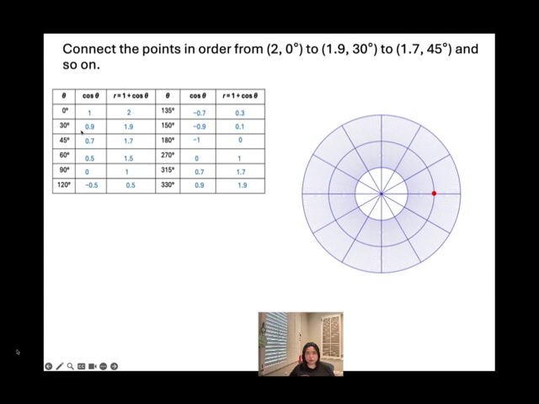Okay. Second one, 30 degrees. So this is like 30, 60, 90. So 30 degrees will be here, and then the r will be 1.9. So this is 2, and 1.9 is a little bit less than this one. Okay. And then 45 degrees. So 45 degrees will be half of this one, and r will be 1.7. So 1.5 is here, and 1.7 is a little bit higher than that.